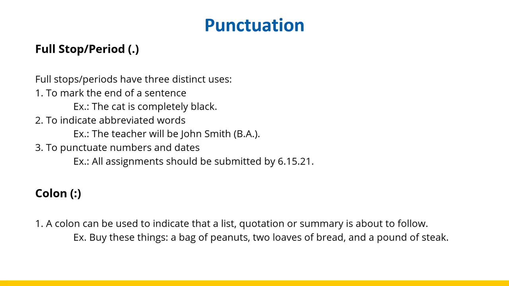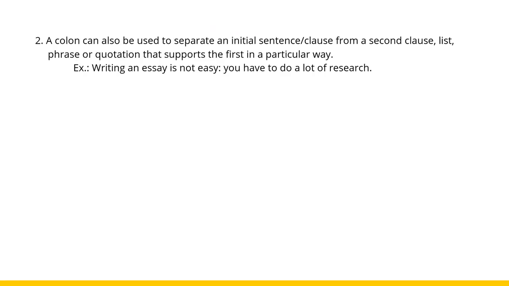And the next punctuation we have is a colon. A colon can be used to indicate that a list, quotation, or summary is about to follow. So for example, buy these things: a bag of peanuts, 2 loaves of bread, and a pound of steak. So do you see how we have a colon after "buy these things," and then we have a list of 3 items: a bag of peanuts, 2 loaves of bread, and a pound of steak. So that's when we use a colon in the first case.